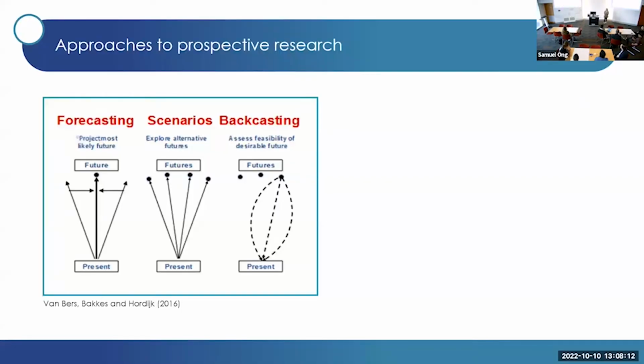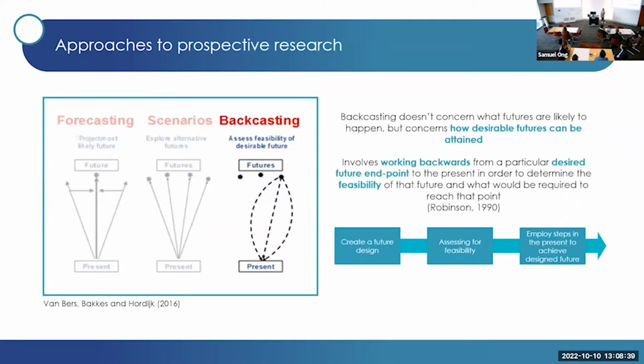Now, when we look at approaches to prospective research, there are three categories here. First of all, we have forecasting, where we project the most likely future. We have scenarios where we explore alternative futures. So that was seen there in those 1950s, 60s future scenarios. And we also have backcasting, where we project a desirable future and then work backwards to assess how we would actually get there. And that is really the focus of Wizard of Oz simulations.